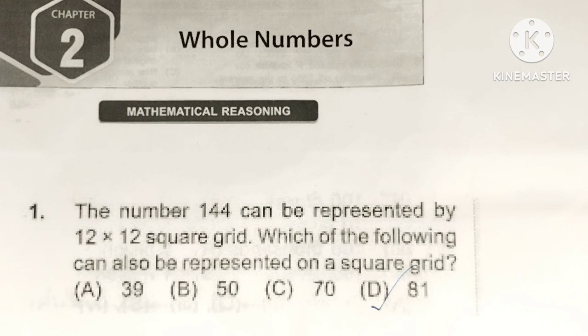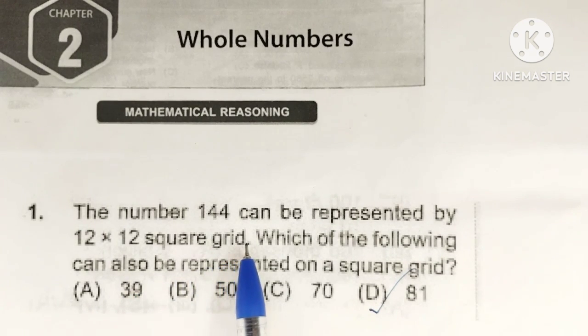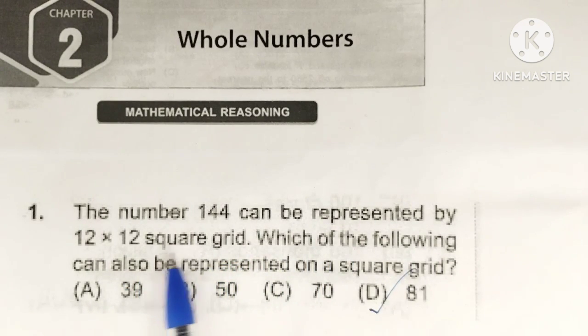Hello everyone, today we will learn IMO International Mathematics Olympiad of class 6 chapter 2 whole numbers. First one, the number 144 can be represented by a 12 cross 12 square grid. So 144 is the square number of 12.